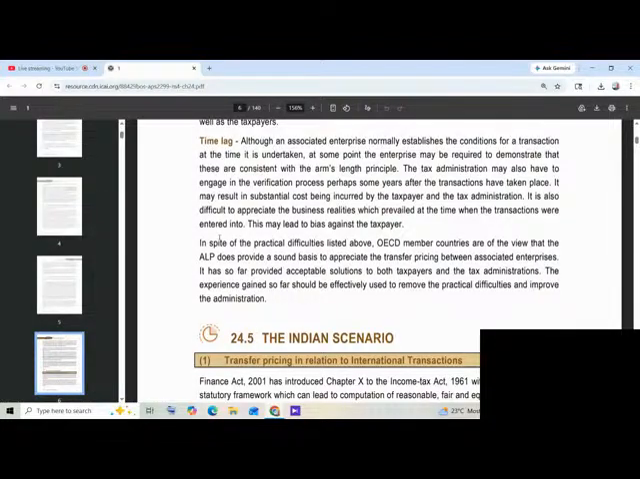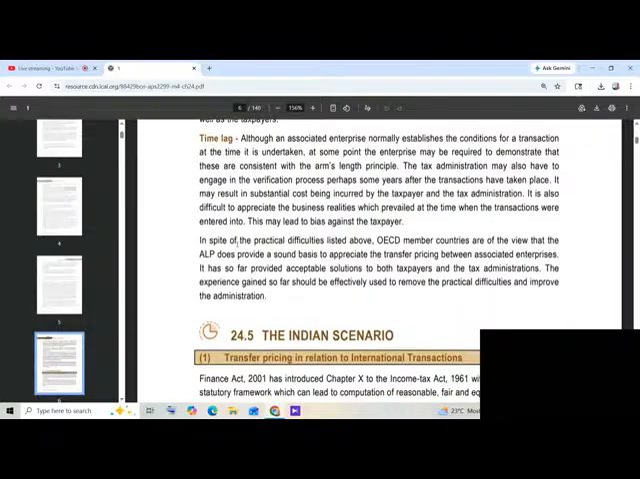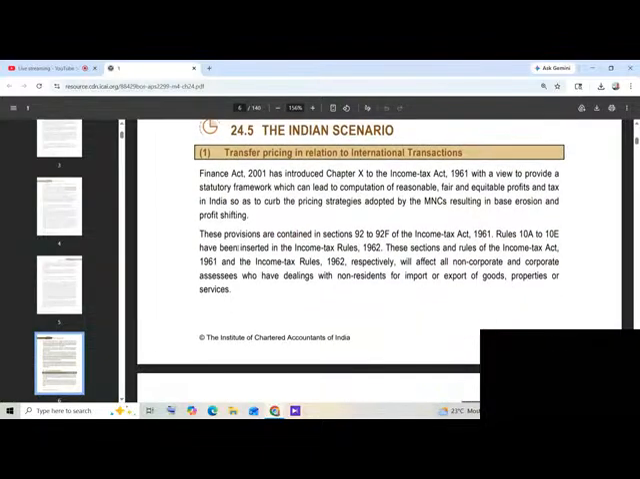In spite of the practical difficulties listed above, OECD member countries are of the view that the arm's length principle does provide a sound basis to appreciate the transfer pricing between associated enterprises. It has so far provided acceptable solutions to both taxpayers and tax administrators. The experience gained so far should be effectively used to remove the practical difficulties and improve the administration.